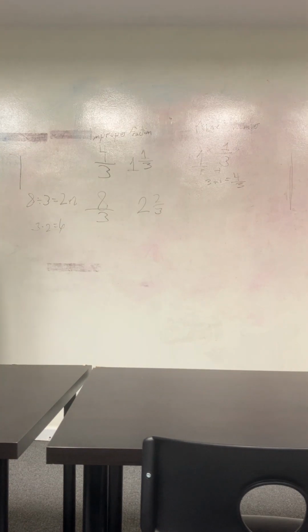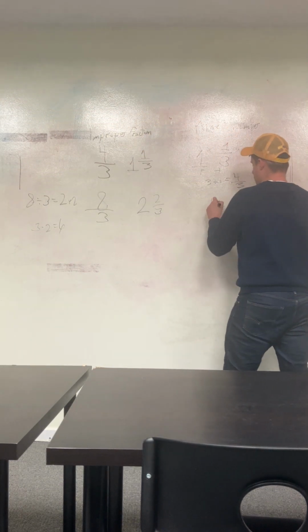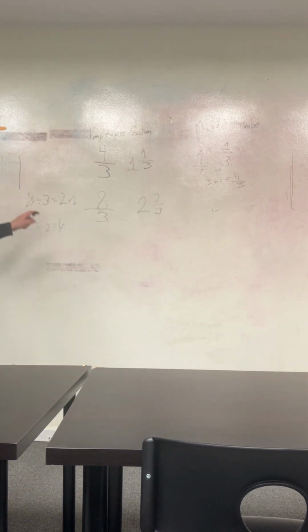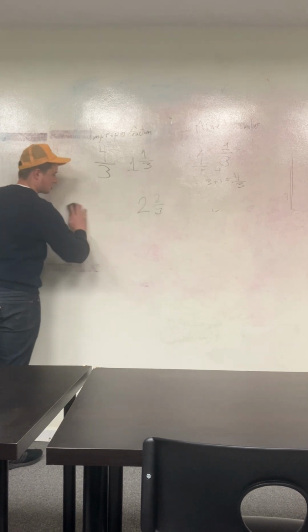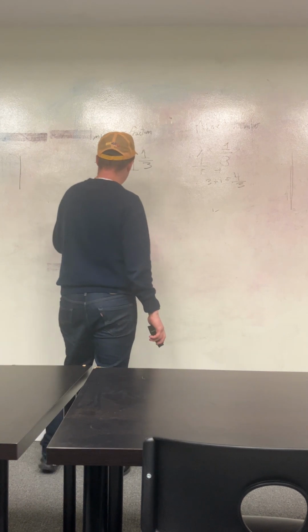Why don't we try this one? 13, well actually we're going to do it this way again. Let me erase this one. We good with this one? Okay, let's try this one: 13 divided by 12, or 13 over 12, is a fraction.